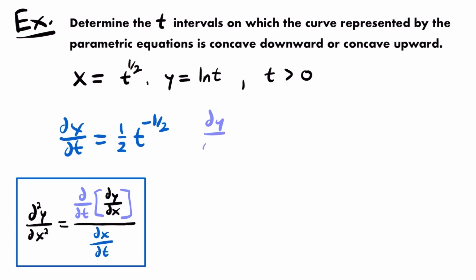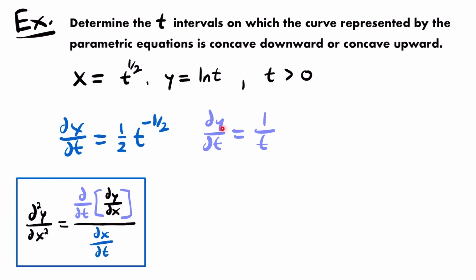And then dy dt, that will be equal to the derivative of the natural log of t. And the derivative of the natural log of t is just going to be 1 divided by t. Right? The derivative of a natural log function is always going to be 1 divided by whatever function is inside the natural log function, and then you would multiply by the derivative of that inside function. And in this case, the derivative of t is just 1, so we have 1 divided by t times 1, which is just 1 divided by t.